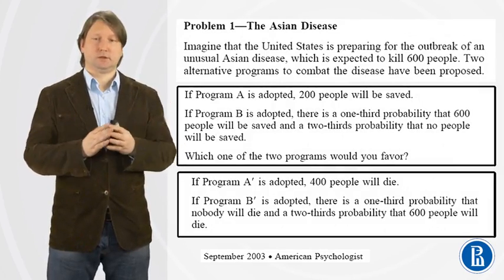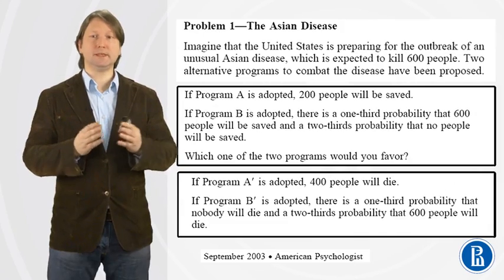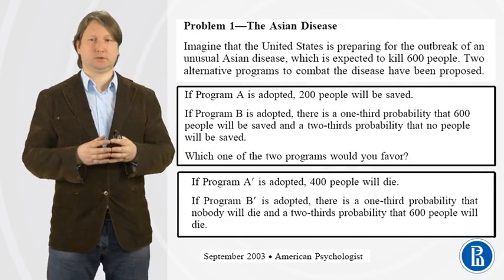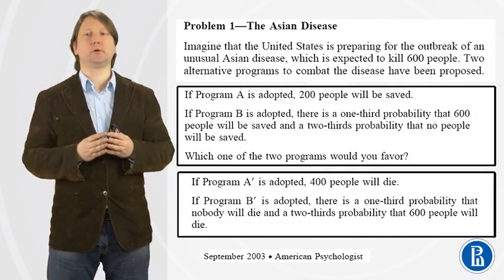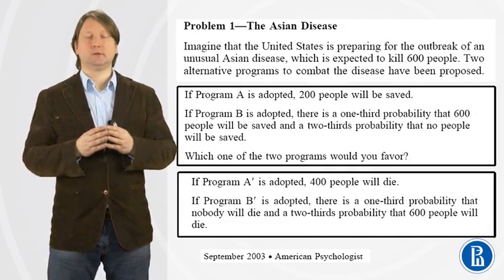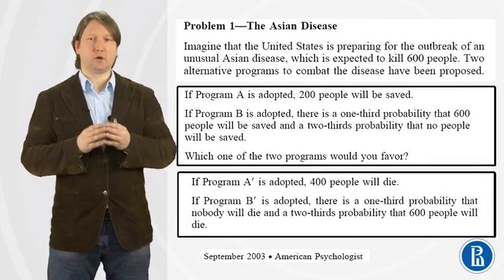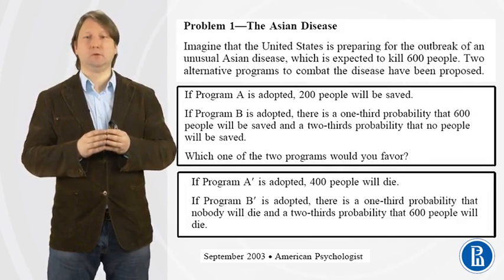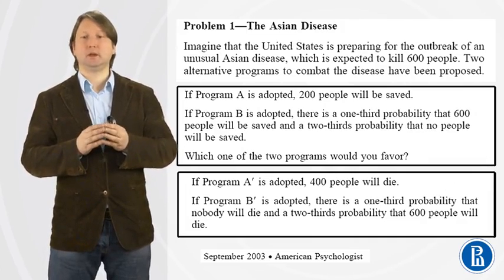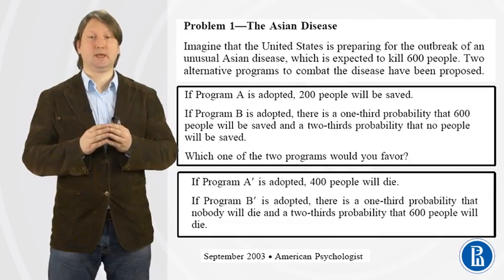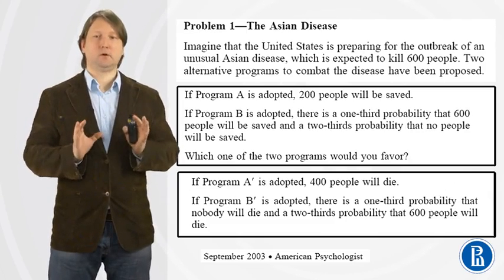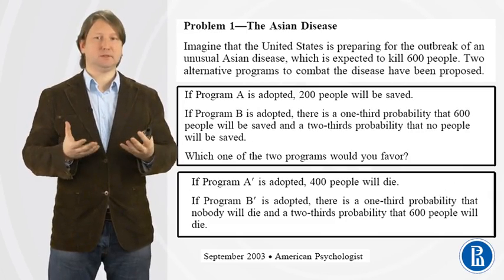So, these are two versions of this experiment. You can see here that these are identical options. Just take a look at program A in the first example. If program A is adopted, 200 people will be saved. But this is identical to program A below, which states that if it is adopted, 400 people will die. These are two identical programs, but they're framed in a different way.